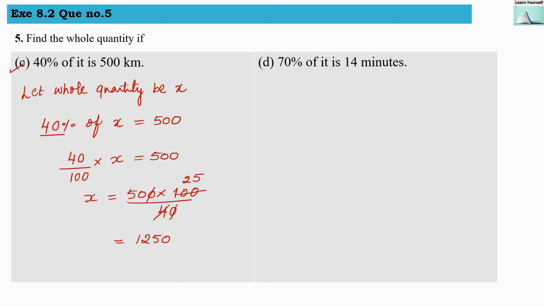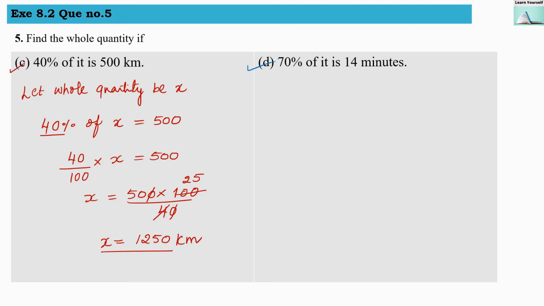So 1250 will be our answer as whole quantity, and this is kilometer. So 1250 kilometer will be the whole quantity. So if we are taking 40% of 1250, we will get 500 kilometer.